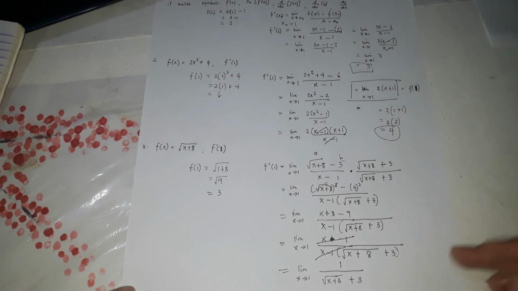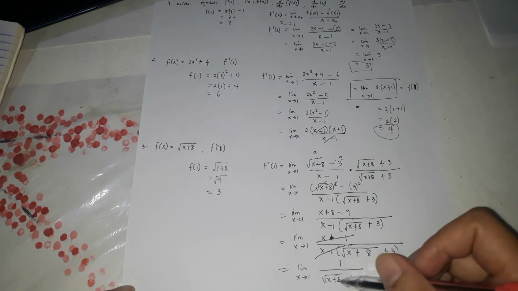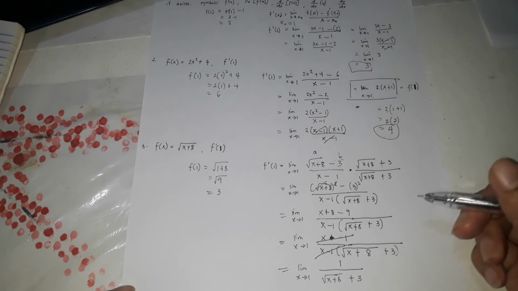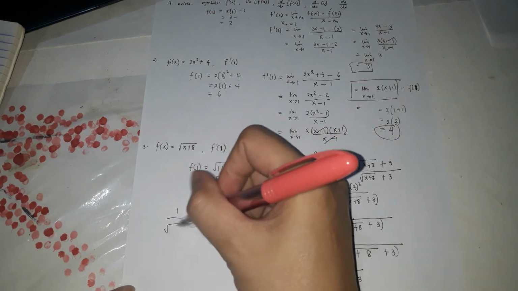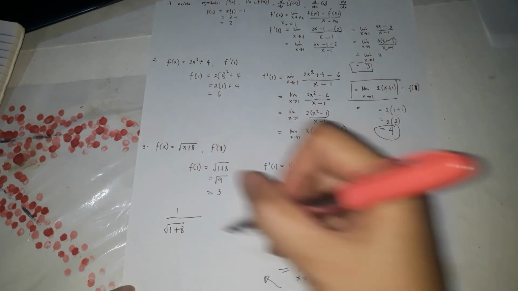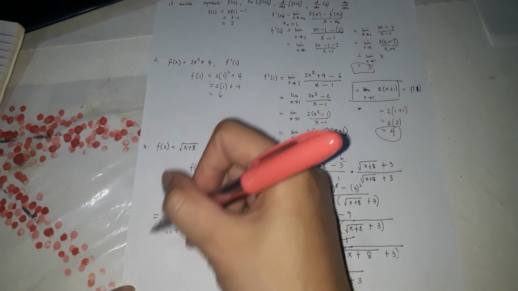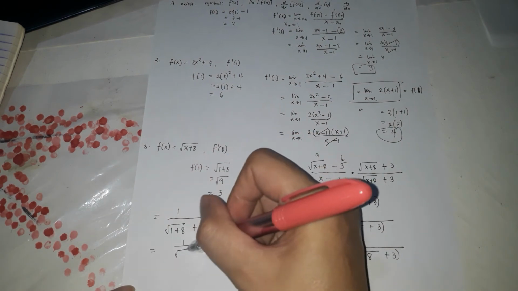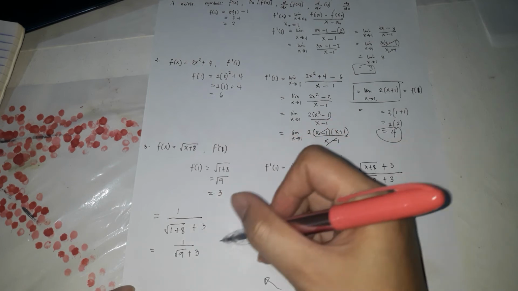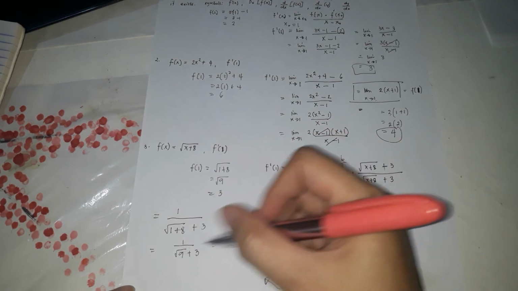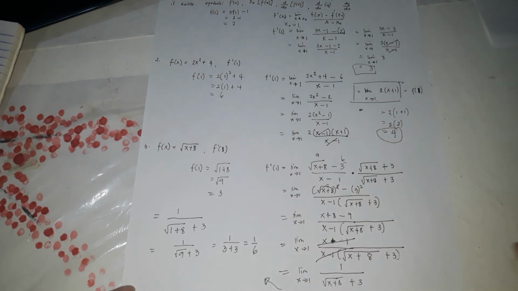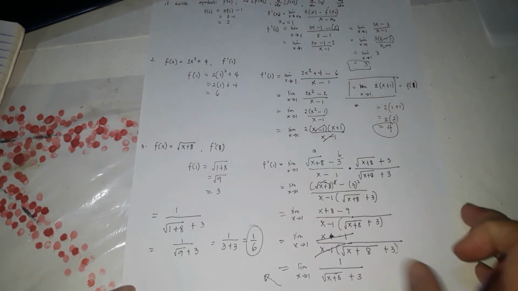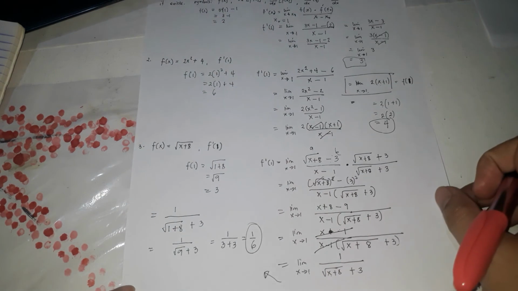Plus 3. Because this is a simplified form, the x that we will use is 1. So we'll do it in here. 1 over square root of 1 plus 8 plus 3, which is equal to 1 over square root of 9 plus 3, which is equal to 1 over, square root of 9 is 3, plus 3, which is equal to 1 over 6. Very good. So this is the derivative, 1 over 6.